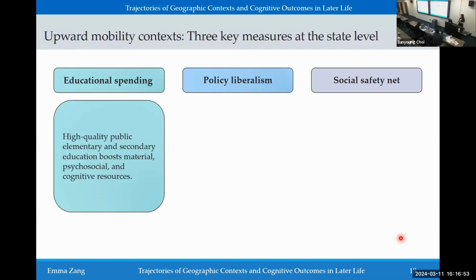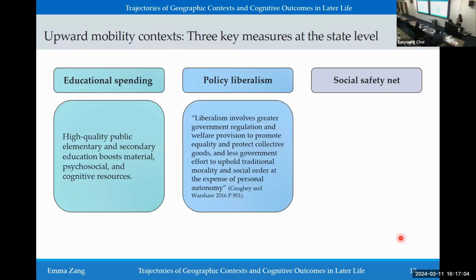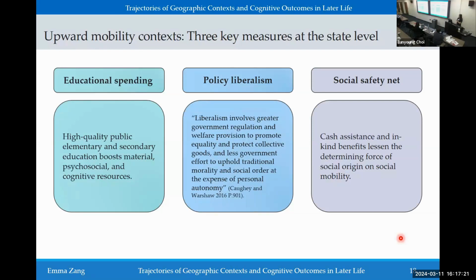Theoretically, educational spending matters because high quality public elementary and secondary education boosts material, psychosocial, and cognitive resources. In terms of policy liberalism, liberalism involves greater government regulation and welfare provision to promote equality and protect collective goods, and less government effort to uphold traditional morality and social order at the expense of personal autonomy. And for social safety net, cash assistance and in-kind benefits lessen the determining force of social origin on social mobility. So these 3 measures all capture upward mobility context.